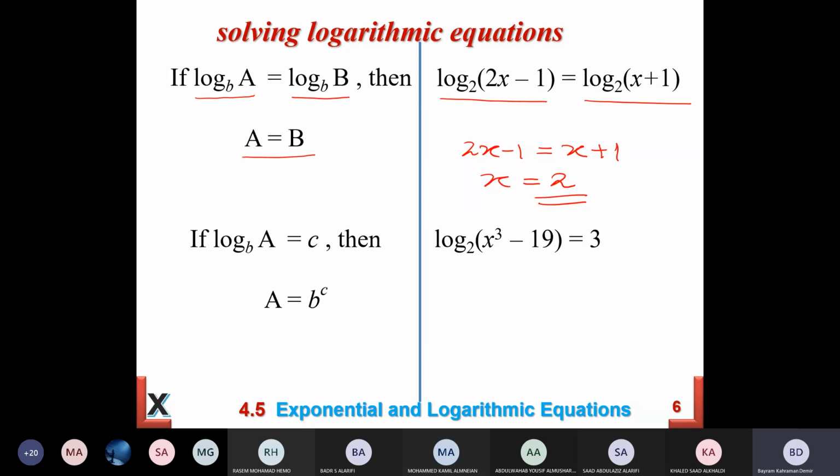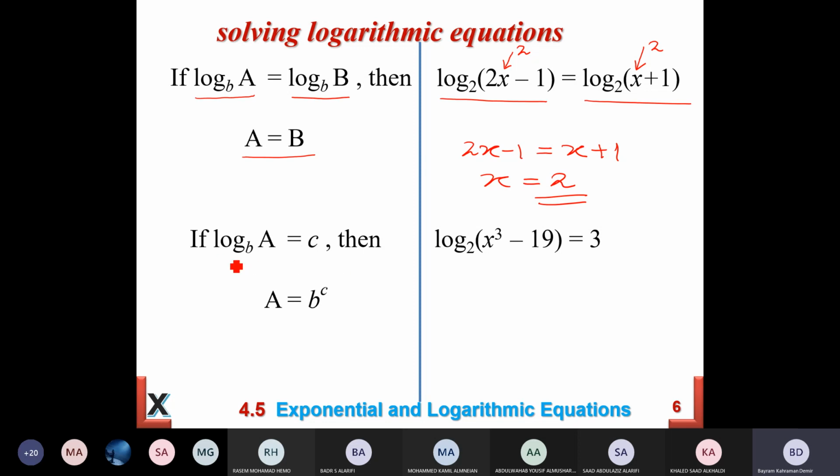So I just need to make sure that x can be 2, right? So I need to substitute 2 here. Is it going to be okay or not? It will be logarithm of 3. Is logarithm of 3 defined? Yes, both of them, x can be 2. No problem. This is quite simple, just a technique of solving logarithmic equations.